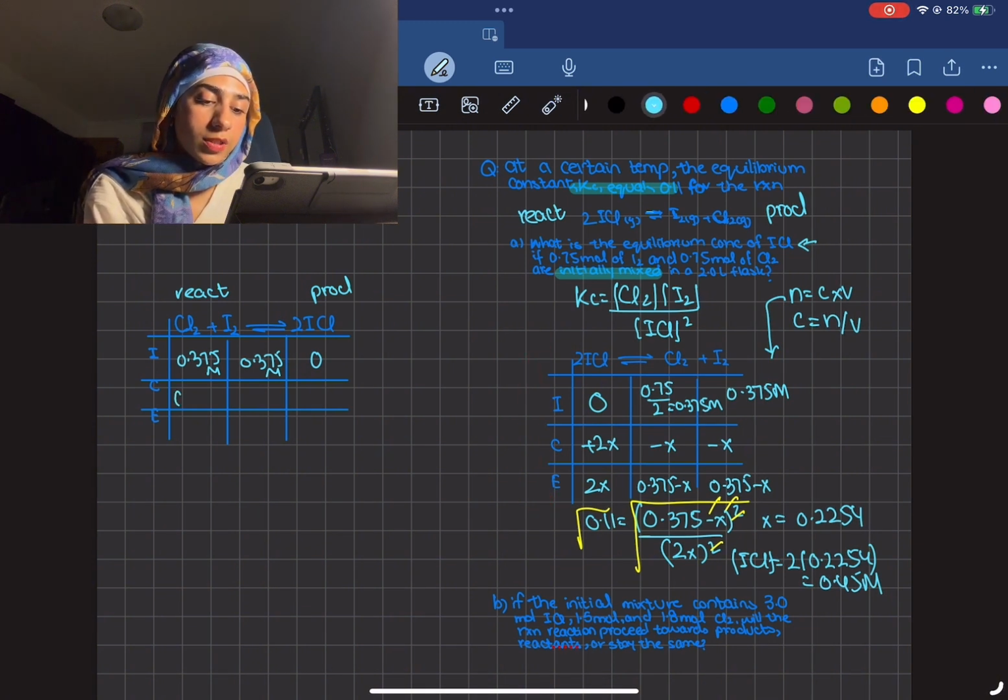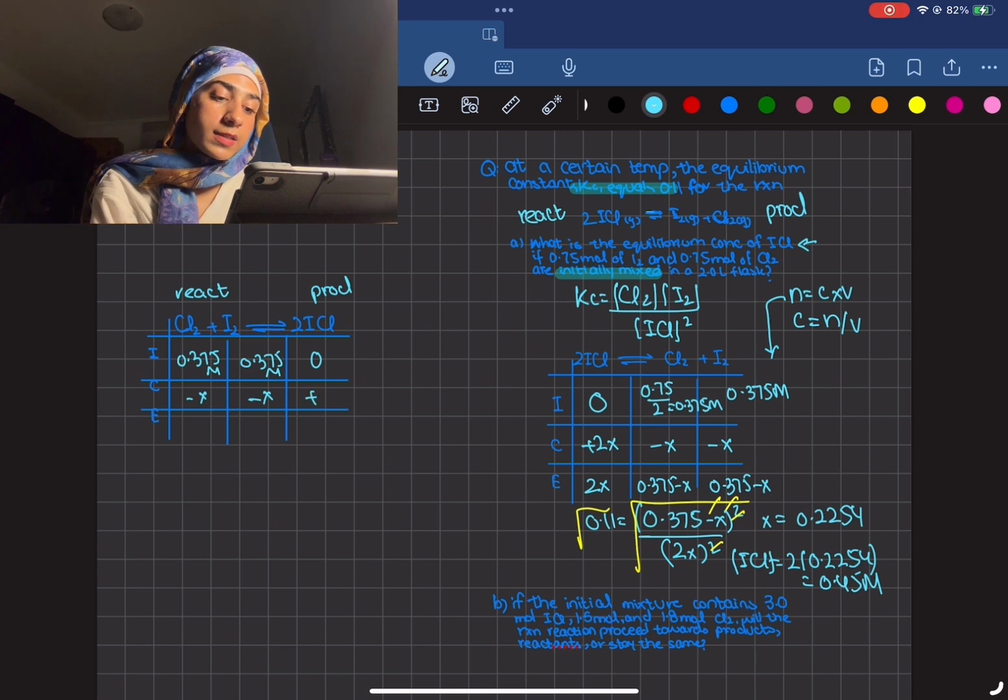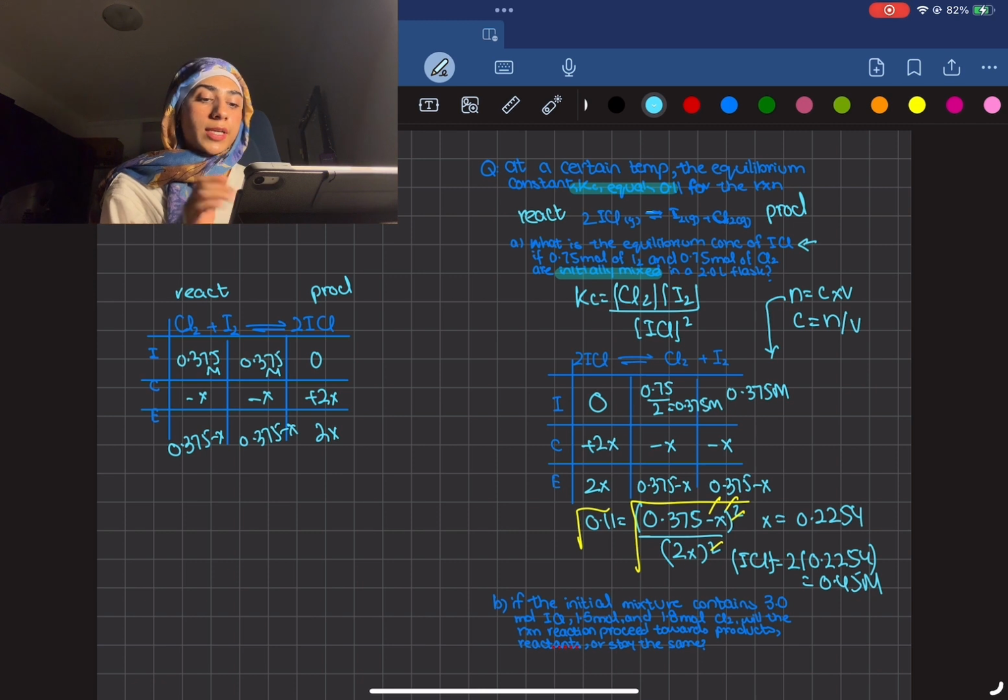And change would be negative x, and for ICl would be positive 2x, similar to how we did it before. And at equilibrium we just put them all together. But now here's the main point.